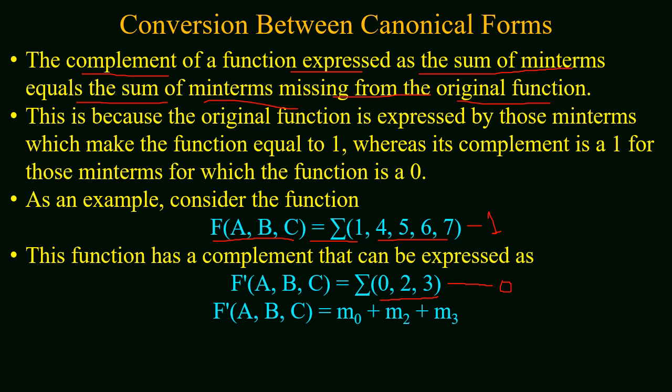Now consider the example in which the function consists of 3 variables a, b and c, and the corresponding minterms which make the output 1 are 1, 4, 5, 6 and 7. Now the function has a complement that can be expressed as f prime of variables a, b and c equal to the sum of 0, 2 and 3, or the sum of m0, m2 and m3.